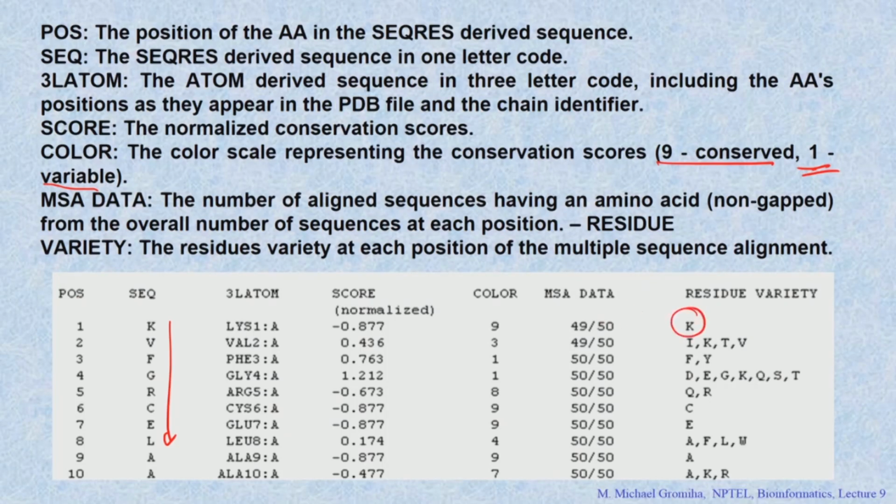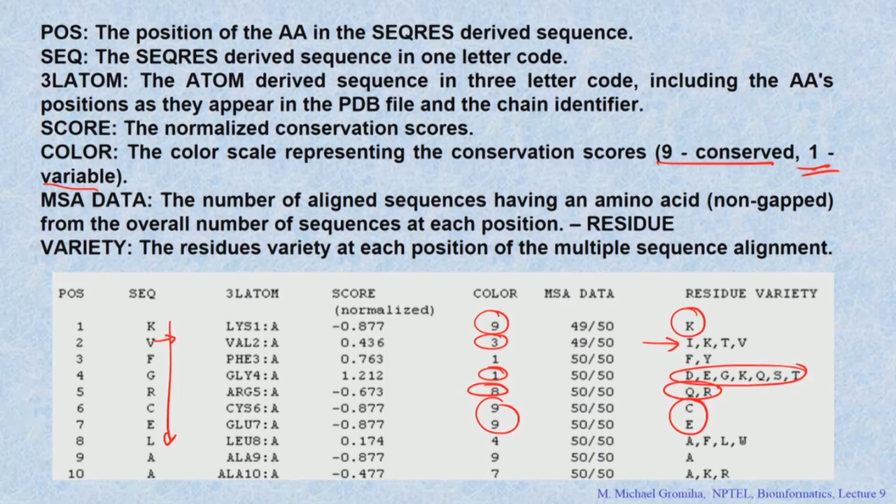So, what is the variability? The first one is mainly lysine and the second is lysine by lysine, so that means they are highly conserved. The second one, valine, is occupied by different residues: isoleucine, lysine, threonine, valine. So, this is why the color code is 3, that means this is not conserved, this is variable. Here this is occupied with lysine, so the color code is 9, so it is highly conserved. Likewise, if you see the same residues, it is highly conserved. If there are only 2 residues, it is conserved, the color is 8, right. If it is highly variable, you can see the color is 1.